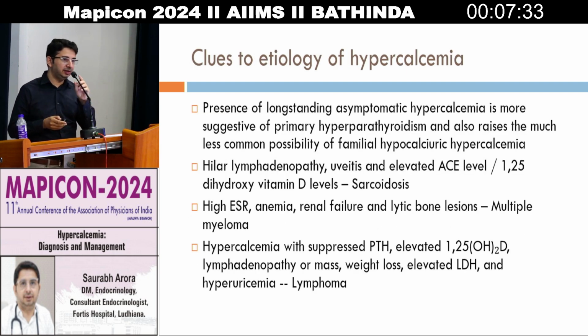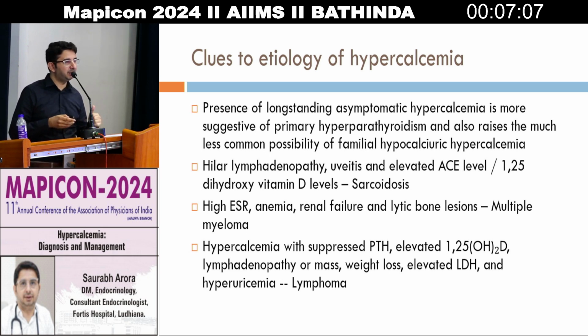So there are certain subtle clues to the etiology of hypercalcemia which can guide us in ordering an investigation or avoiding some unnecessary investigations. The presence of long-standing asymptomatic hypercalcemia is more common with primary hyperparathyroidism and FHH, familial hypocalciuric hypercalcemia. FHH is a very rare condition. Chances of primary hyperparathyroidism are more likely.